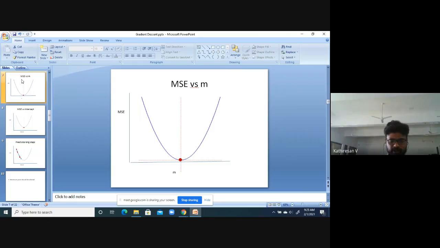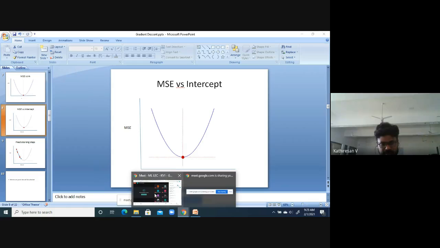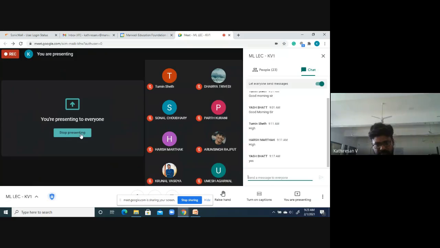What is the role of slope as well as intercept with MSE? Yes, both are parabolic curves. Are you following? Now there is one question for you. You have to answer this question. What is the equation to represent the parabolic curve? In what equation do you represent the parabolic curve?